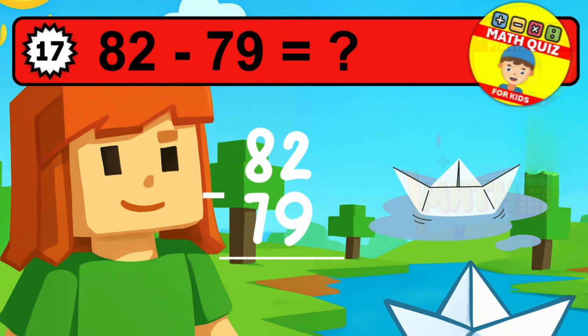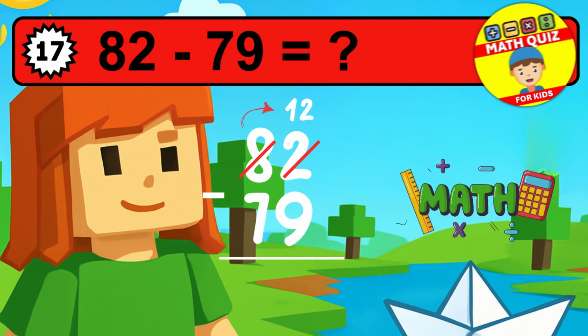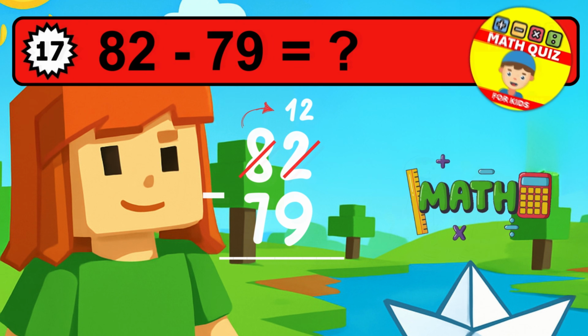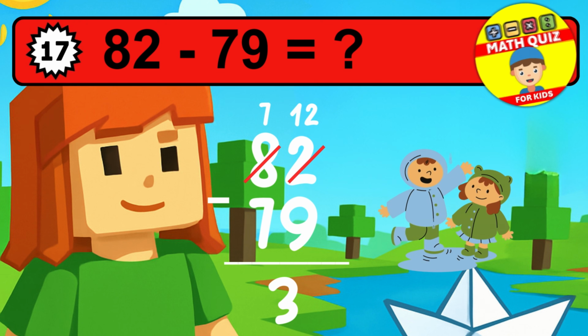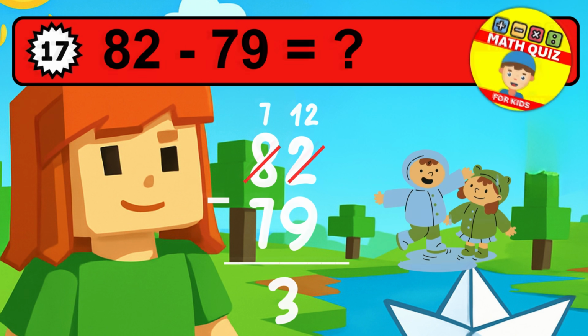Let's solve this step by step. We start with the units. 2 minus 9 is not possible, so we need to regroup. We take 1 ten from the tens column. Now we have 7 tens, and the units become 12. Now we subtract. 12 minus 9 is 3.